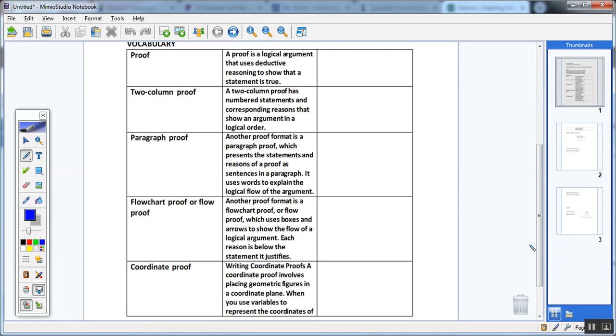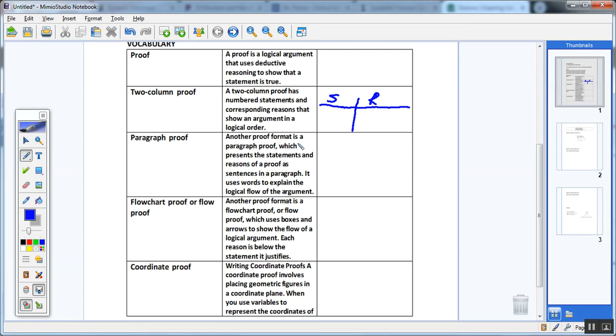Two-column proof for me. Who wants that? I got you. A two-column proof has numbered statements and corresponding reasons that show an argument in a logical order. So it's our statements and reasons. I always have my statements over on the left and my reasons over on the right. We'll talk about that in a little bit.